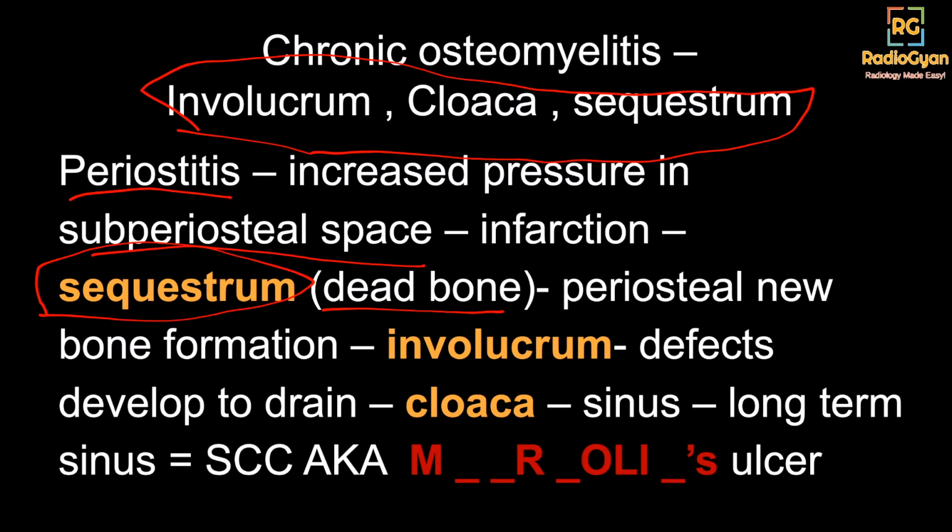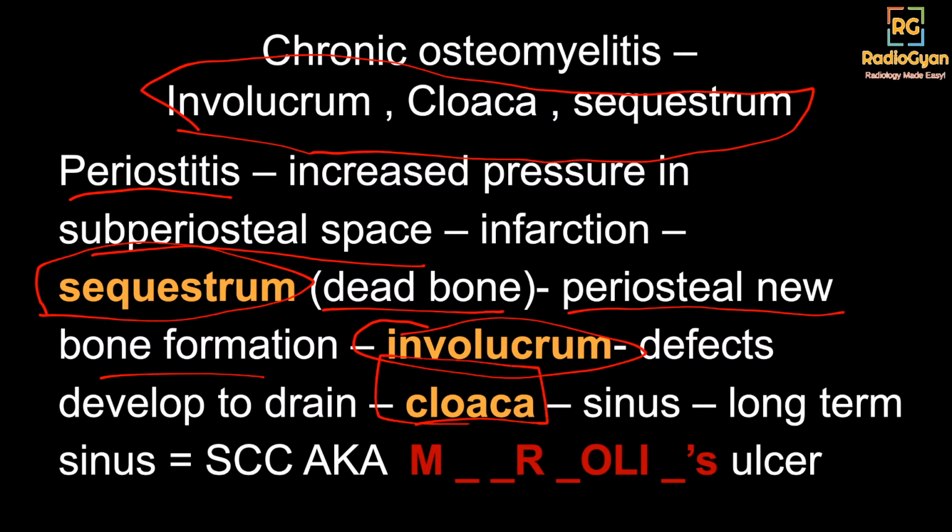So what happens after that is that there is periosteal new bone formation, which is known as involucrum. Because there is a lot of inflammation, reaction, pus forming in the bone, and it has to come out, there are multiple defects in the involucrum. They are known as cloaca. And these cloaca then reach up to the skin, and then they are known as a sinus. So I hope this pathology is clear, and for those who already know this, it's a kind of a revision for them.